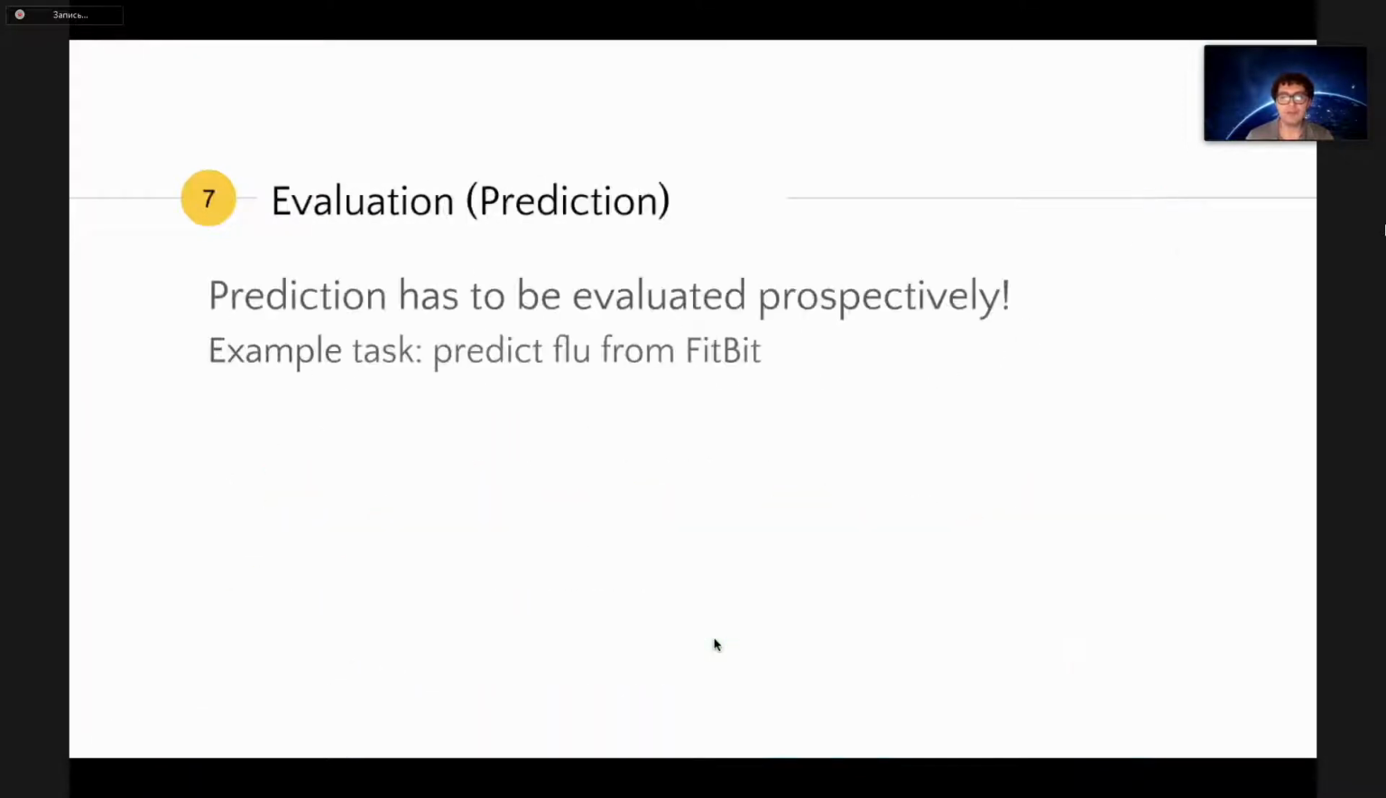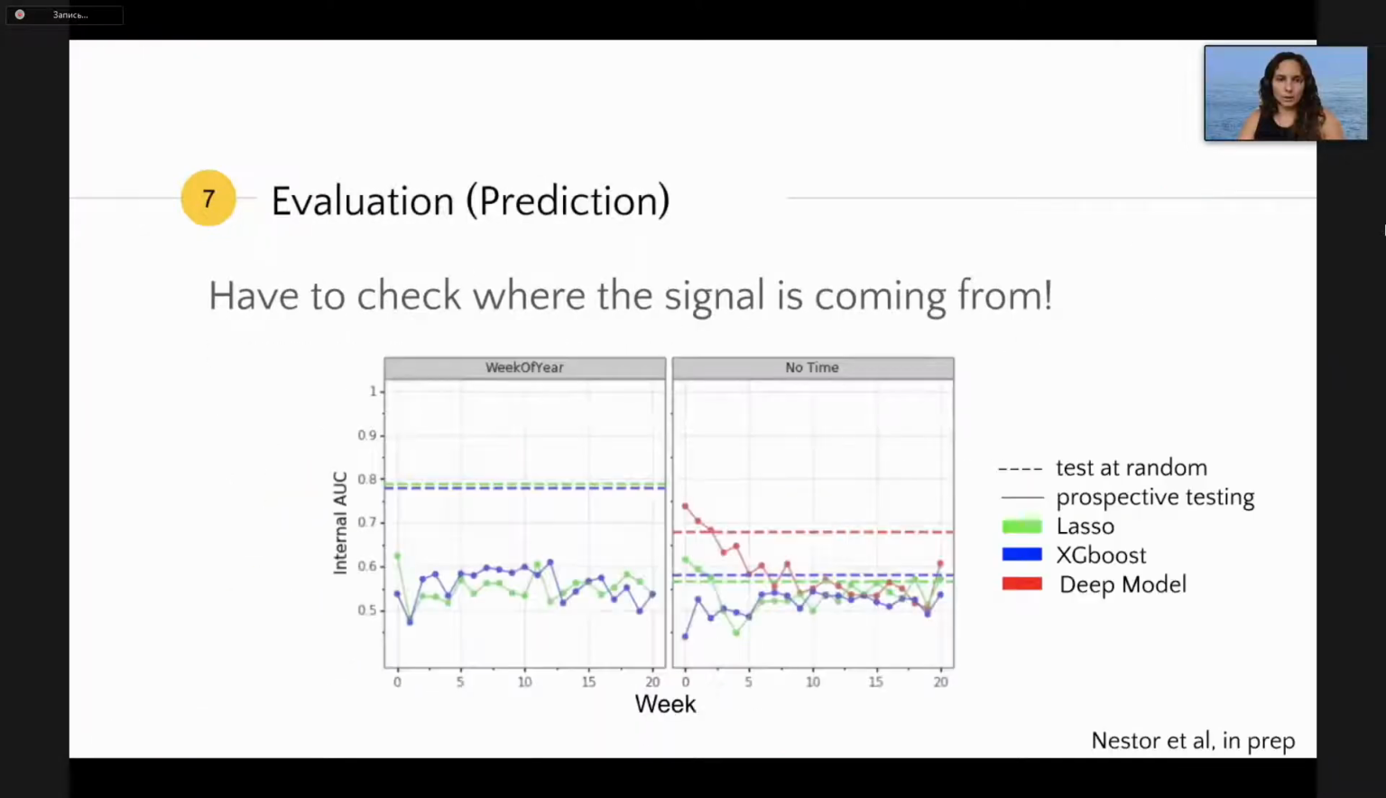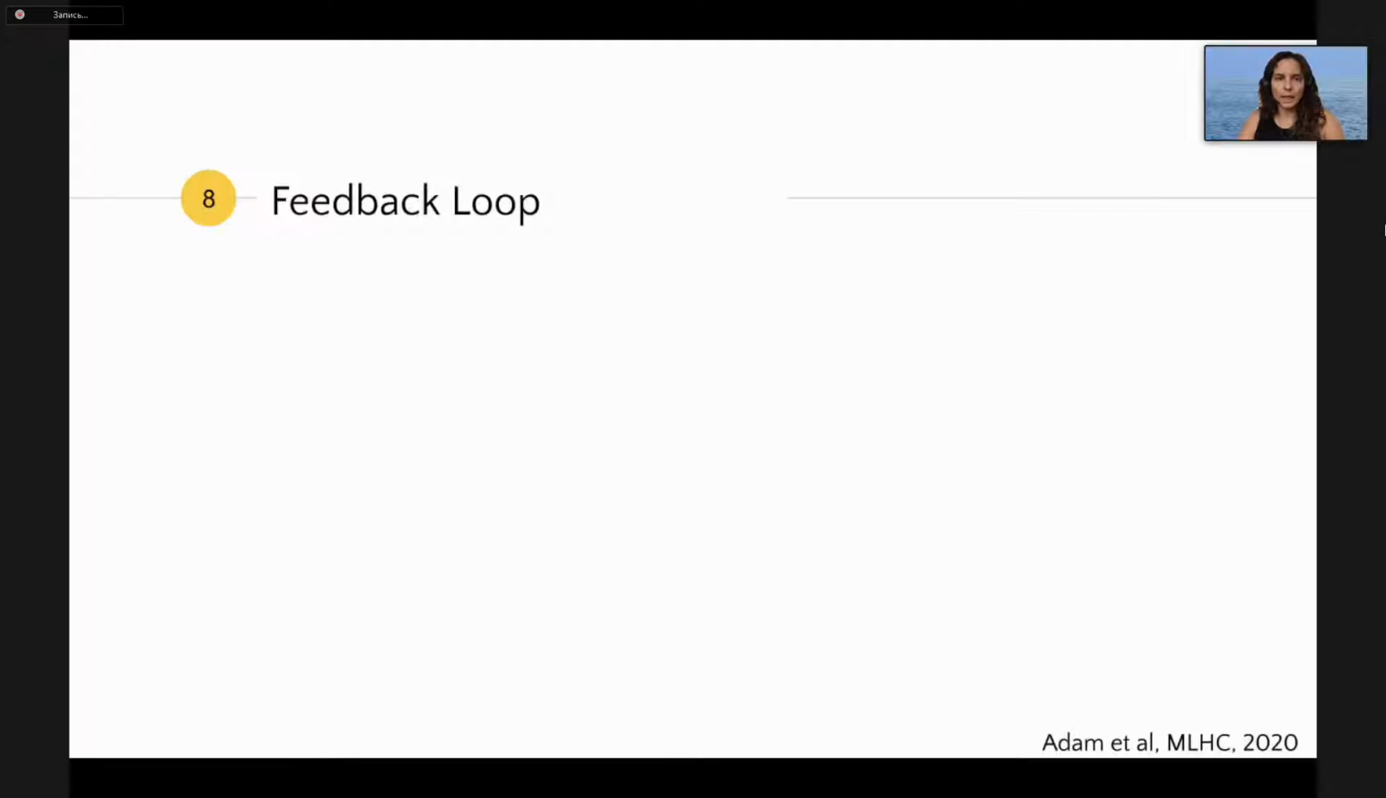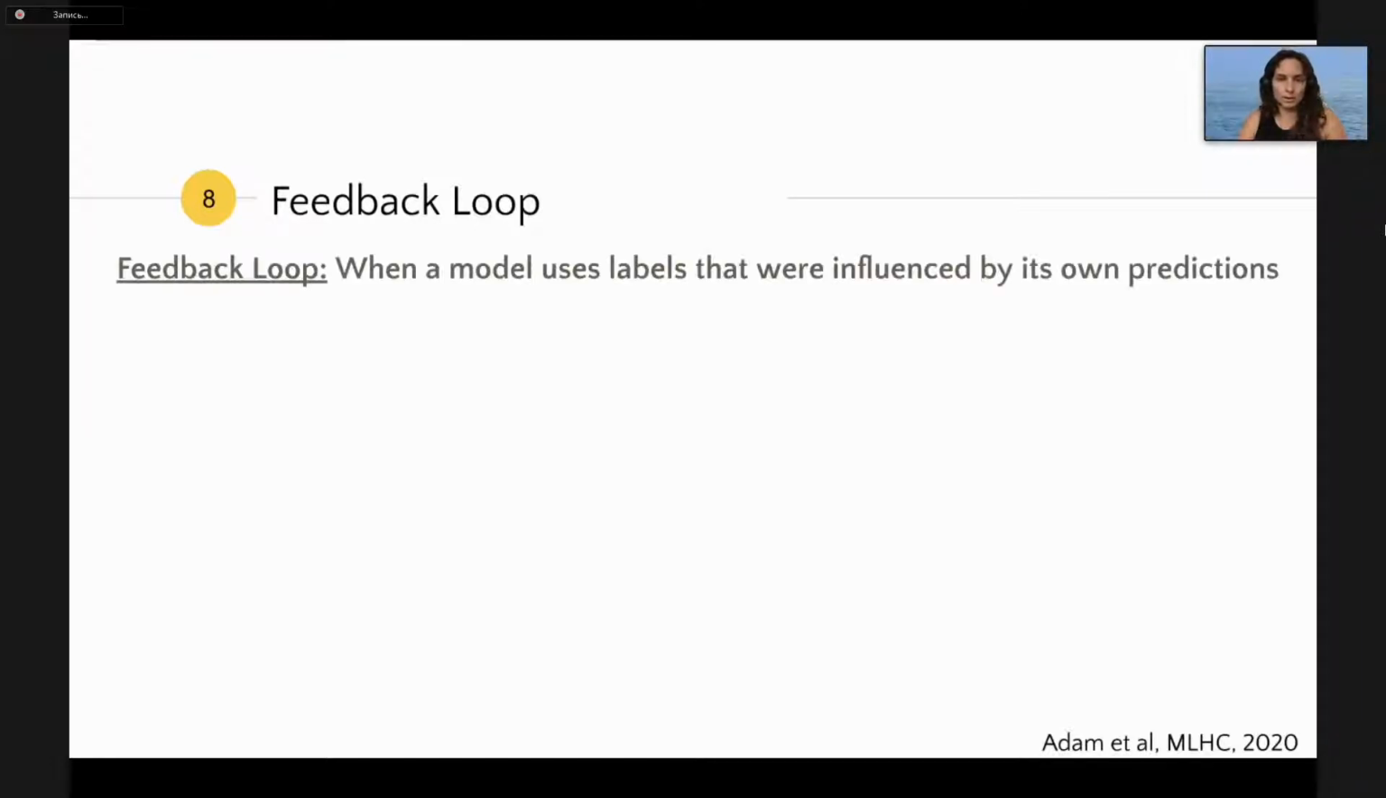So the one that I haven't covered yet, and one that we recently started analyzing, is the feedback loop. And that's something that, as far as I know, we've seen one paper that has looked into this issue, but it will become an issue. And I'll let you know what exactly I'm talking about. So this paper is also published this year in MLHC.